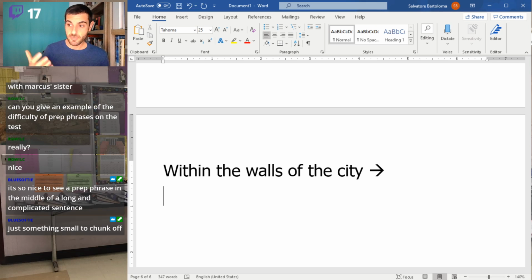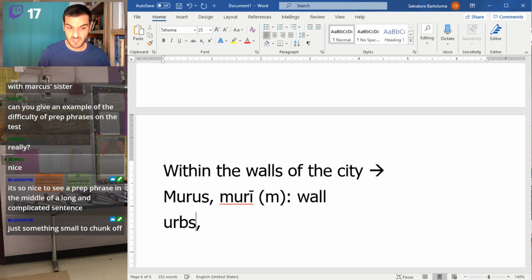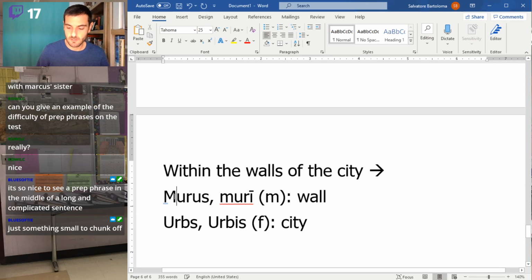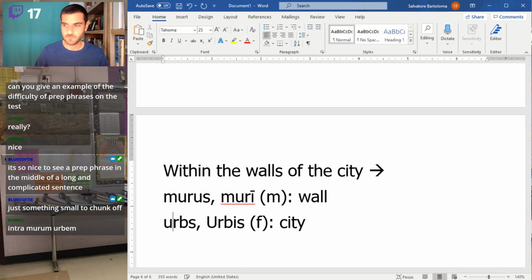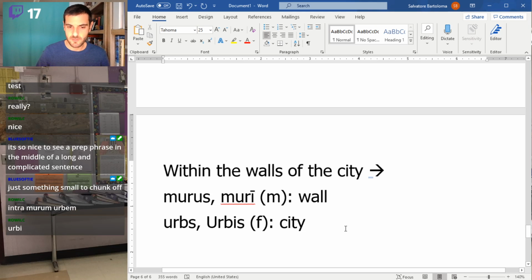If I ask you to translate this prepositional phrase, I'm not going to tell you the word within. I'm not giving you any prepositions. Those I expect you to come with. But I will give you wall. And I might even be nice and give you city. You still have to do the rest. Within the walls of the city.